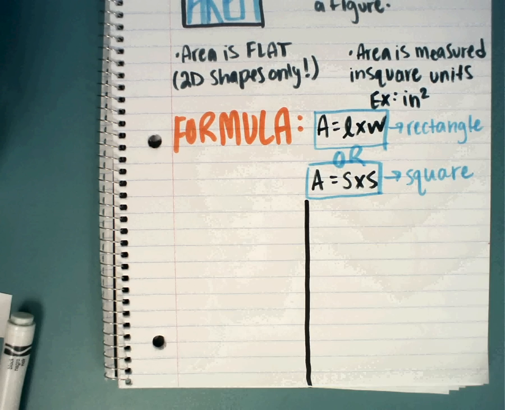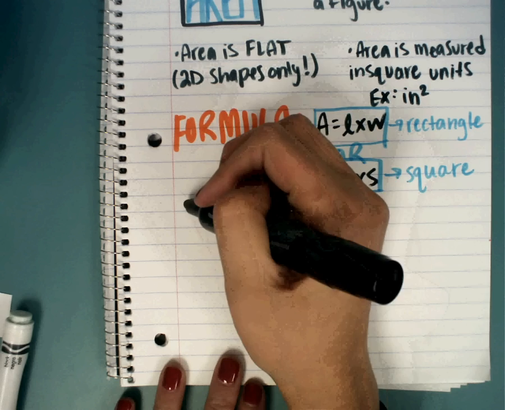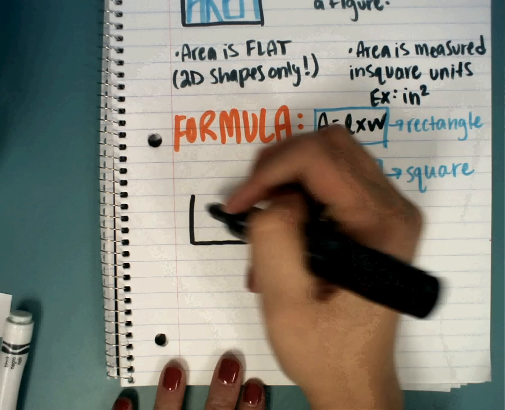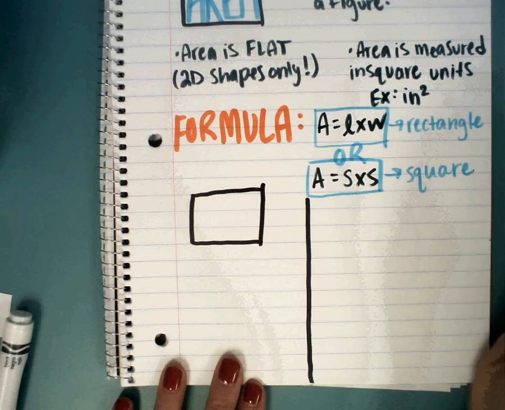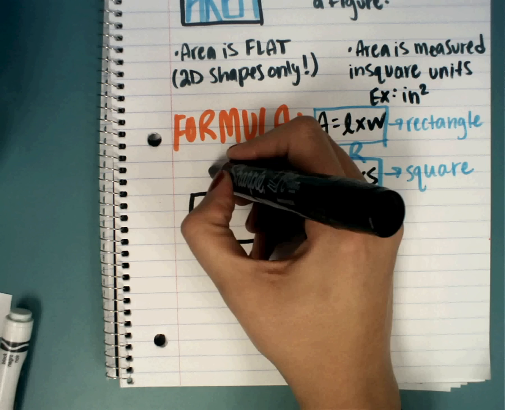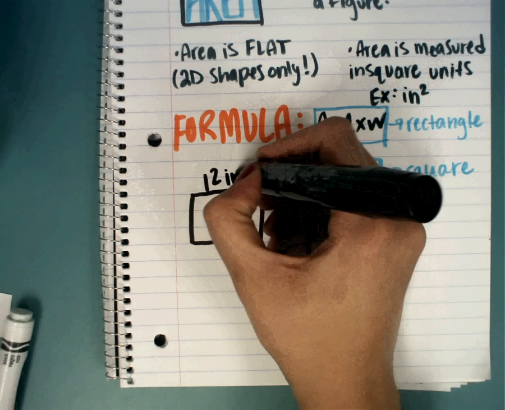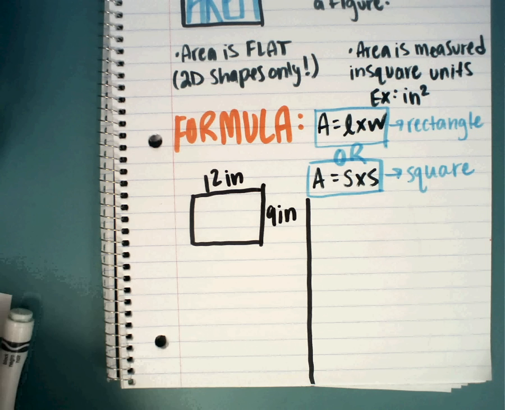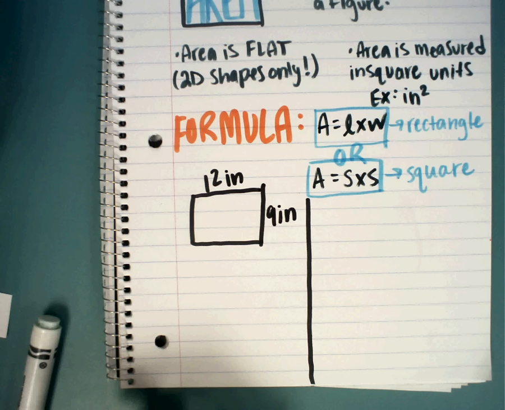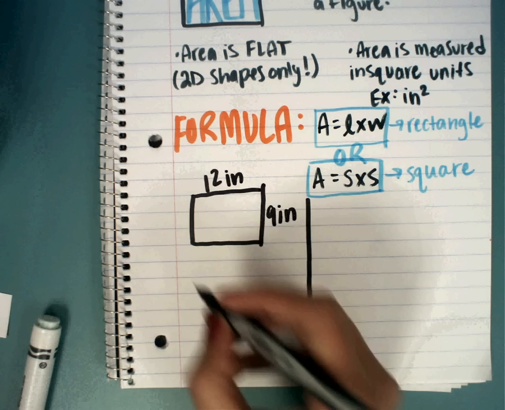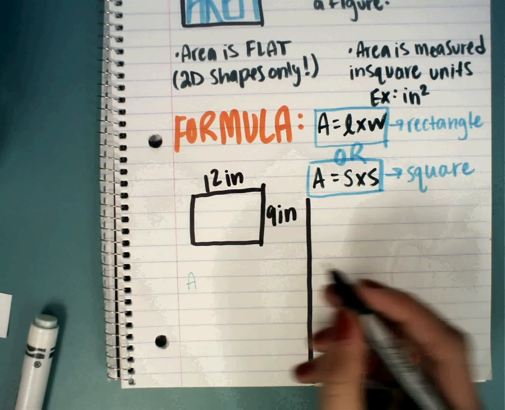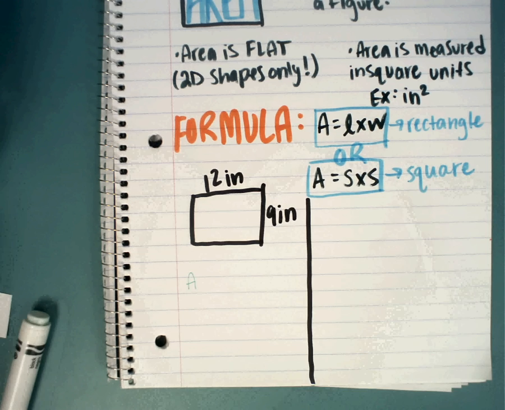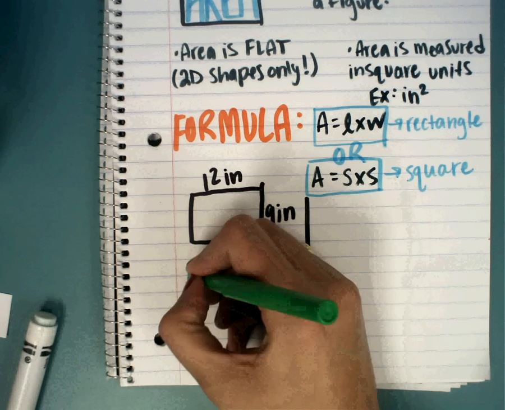All right, let's do the exact same examples we did before. So do that rectangle. We've got 12 inches and 9 inches. Let's use a smaller one. So remember, we always write the formula first. So it's A equals L times W because I'm dealing with a rectangle.